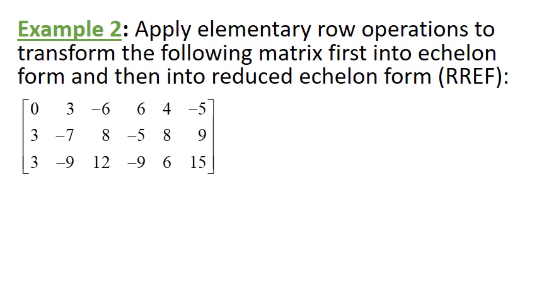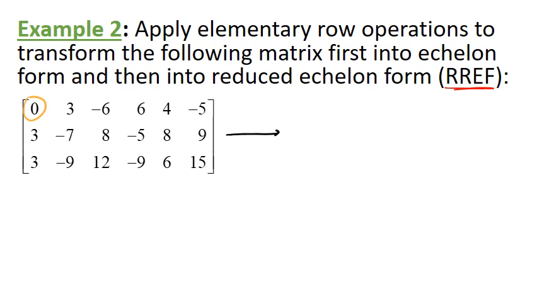Okay, here we go. We want to apply elementary row operations. First we want this to be transformed into echelon form and then reduced row echelon form. So let's get started. Let's talk about what we know. We know that this first entry must be non-zero. It doesn't matter if I switch this with row 2 or row 3. It's completely up to you.